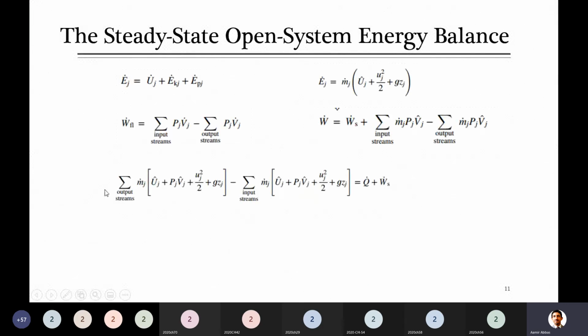This is all the energies leaving out in the form of output streams, and that was simply M multiplied by, just ignore this PV, it is U plus V square plus gZ, this one at the top here, minus the input stream, mass multiplied by internal energy plus kinetic energy plus potential energy, is equal to, on the other side of the equation, Q dot, that is the heat, plus shaft work plus all this term of flow work.